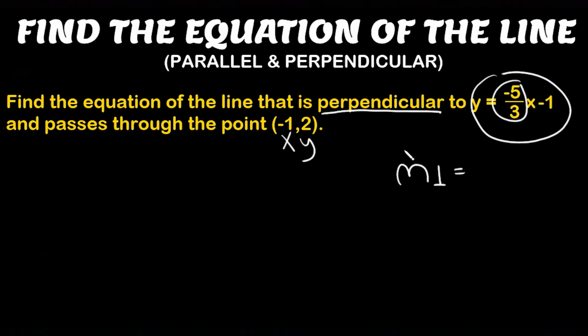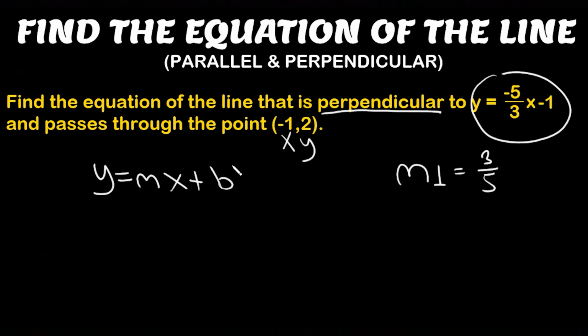Okay? So when I do that, it becomes 3 over 5, right? Changing the sign, it becomes positive. So now we go to y equals mx plus b, slope-intercept form, and we plug in all our information. Okay, so here we go. My y value will be 2.